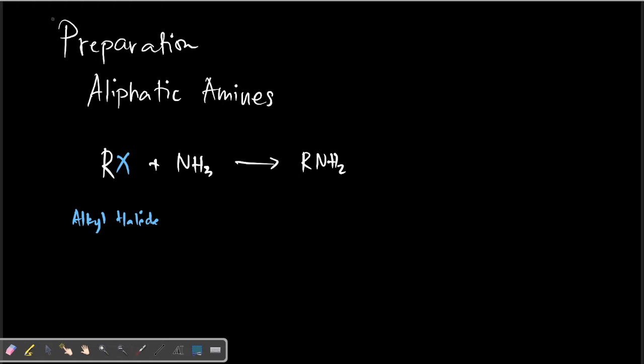So kapag gusto mo naman magkaroon ng secondary amine, all you need to do now is just to add another RX. So, pag nag-add ka ulit ng RX dyan, so let's say this is R2, right? So you will actually produce here your R2, and H. So, saan na naman napunta yung H? Sumama ulit siya sa ating halogen.